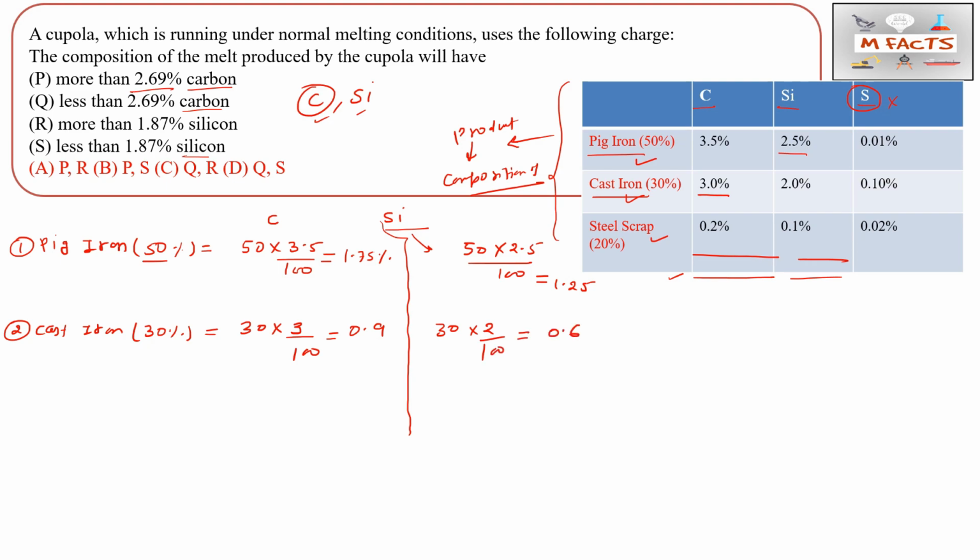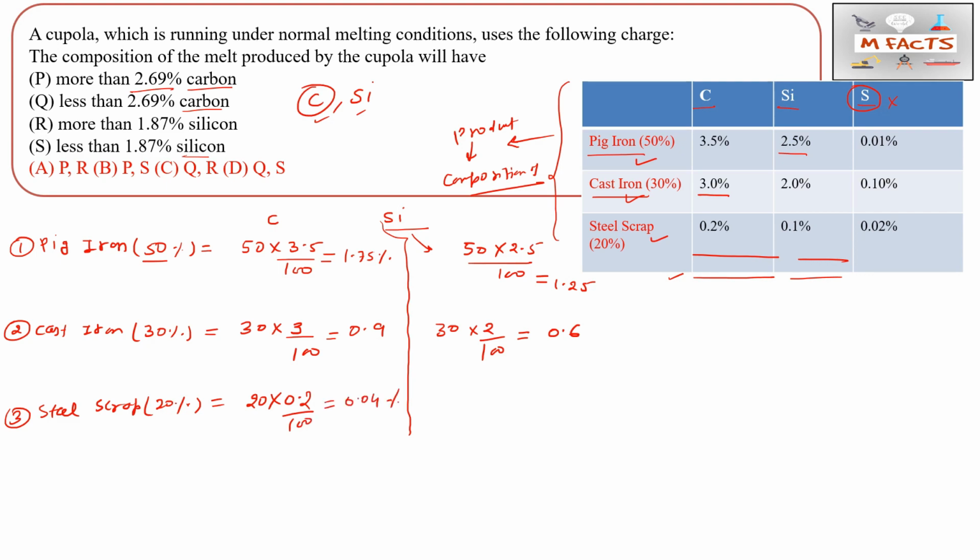Okay, and the third charge material is steel scrap. So how to find the steel scrap carbon percentage? 20% of the charge material is steel scrap, so 20 multiplied by 0.20 by 100. From here we will get 0.04 percentage.